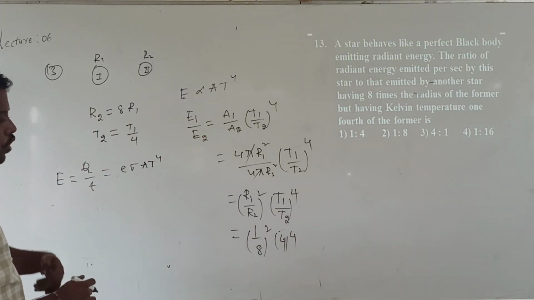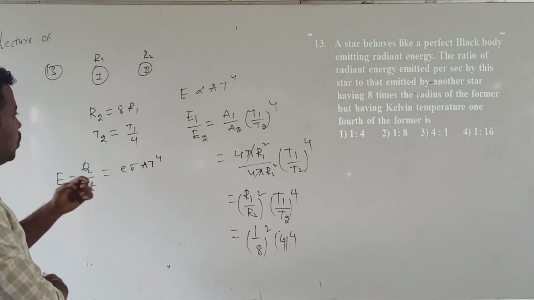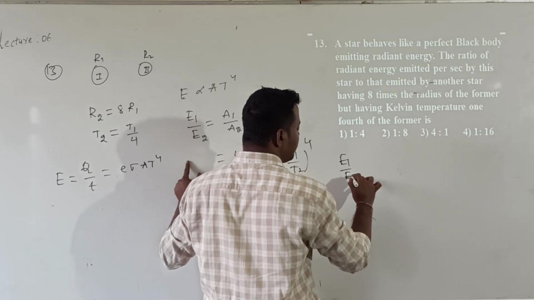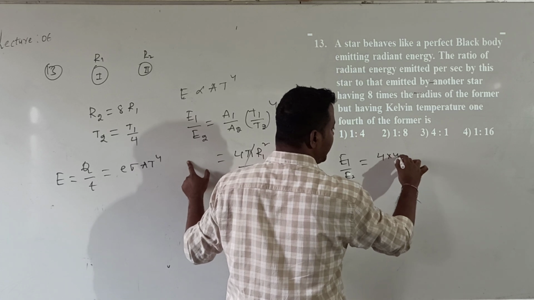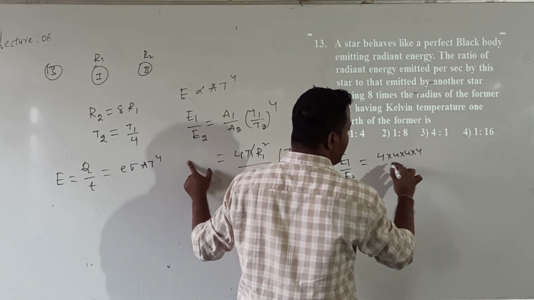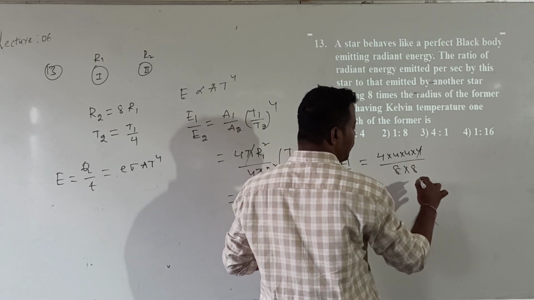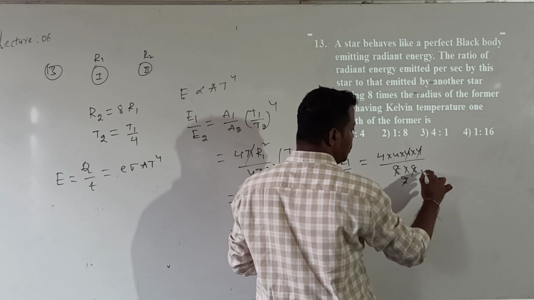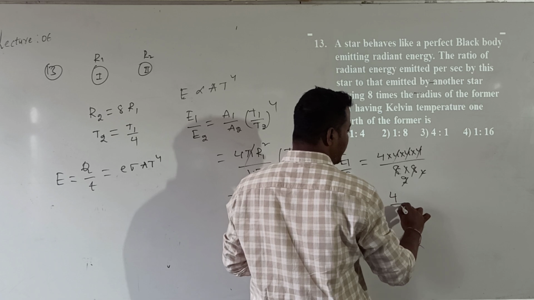Correct? 4 power 4. So whatever the answer is, given by 4 power 4, E1 by E2 is equal to 4 into 4 into 4 into 4 by 8 into 8. 4 ones are 4, 4 twos are 8. The 2s cancel, 4 cancel. So the answer I get is 4 by 1.